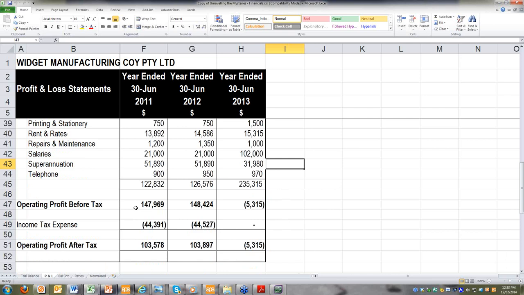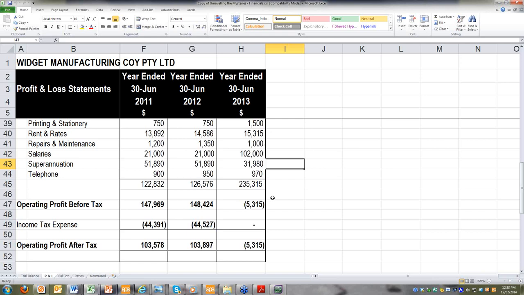Then we go down to the bottom, operating profit before tax, 147, 148, we're making a loss. So obviously 2013, things have been blown out of water. We've got a reduction in gross profit margin, an increase in our expenses, an increase in our salaries, which is the largest cause of our increase in expenses, but we're now trading at a loss.